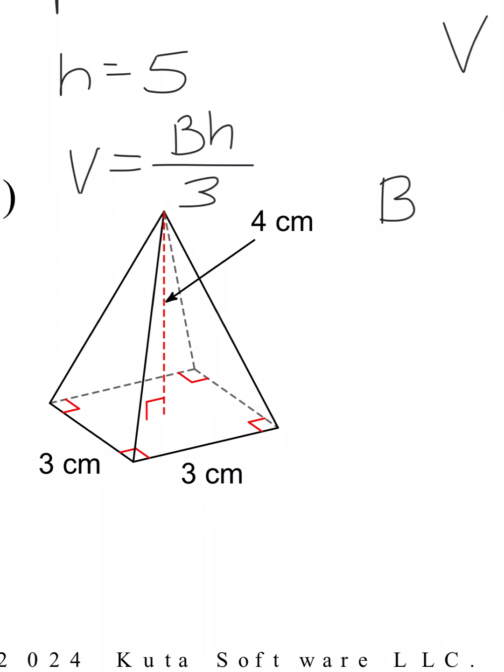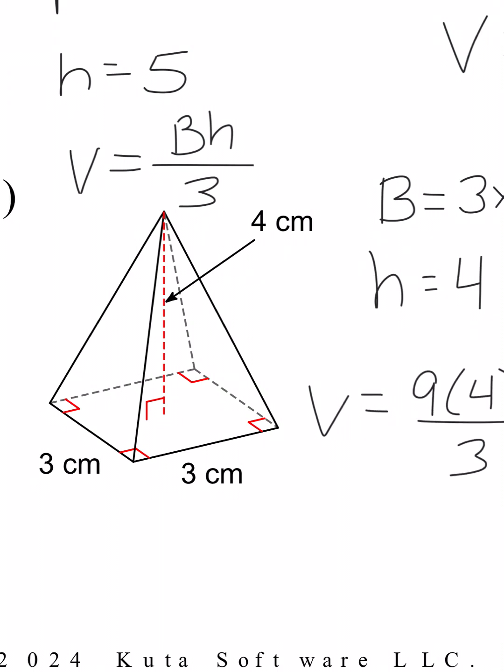So what is capital B? 9. Yep, 3 times 3. What is H? 4. So now you just plug it in. 9 times 4 divided by 3. What did you guys get for your answer? It is 12 centimeters cubed.